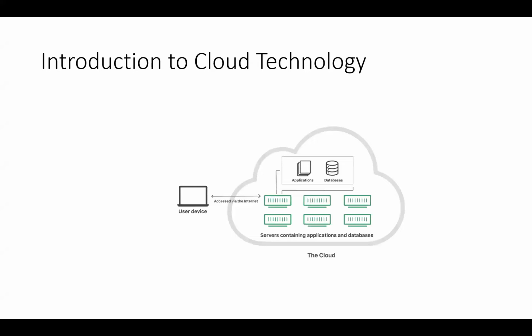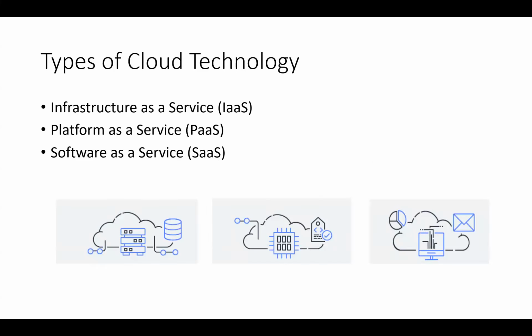Okay, here you can see a simple structure of the cloud. This is a user device and this is a cloud in which you will have servers and machines. On that you will have the application and the database. Here you can see the user is accessing remotely via the internet, and is trying to access the application as well as the database, which is located on the cloud. So this is what cloud technology does for us. In cloud, there are three types: infrastructure as a service, platform as a service, and software as a service. We have heard these three terms in the IT industry.